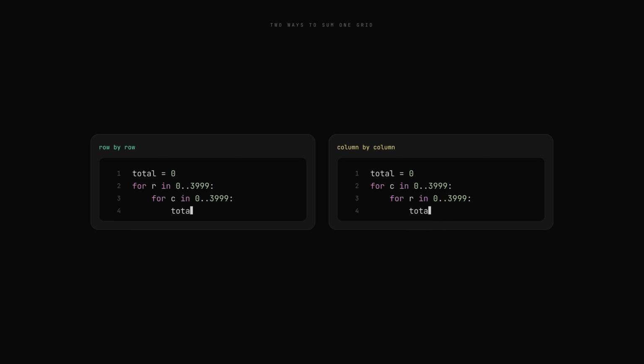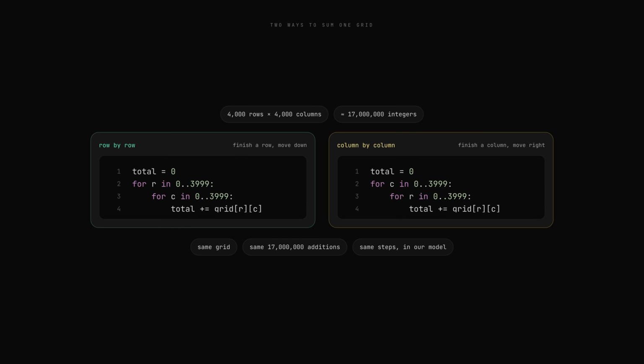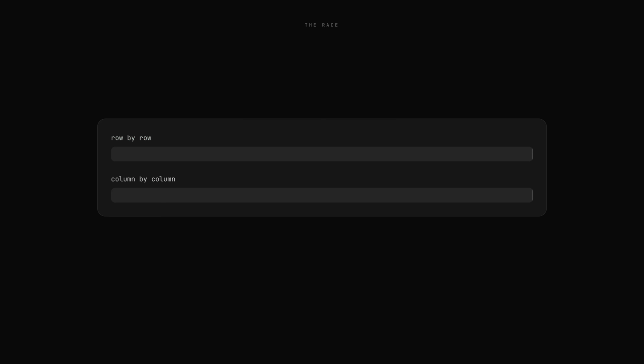Here are 2 functions. Both sum the same grid of numbers, 4,000 rows, 4,000 columns, about 17 million integers. The first walks the grid row by row. Finish a row, move down. The second walks it column by column. Finish a column, move right. Same grid, same 17 million additions, same number of steps in our model. The only difference is the order we visit the cells.